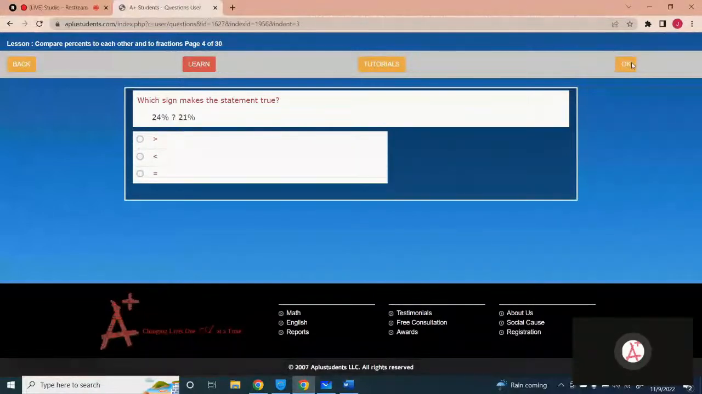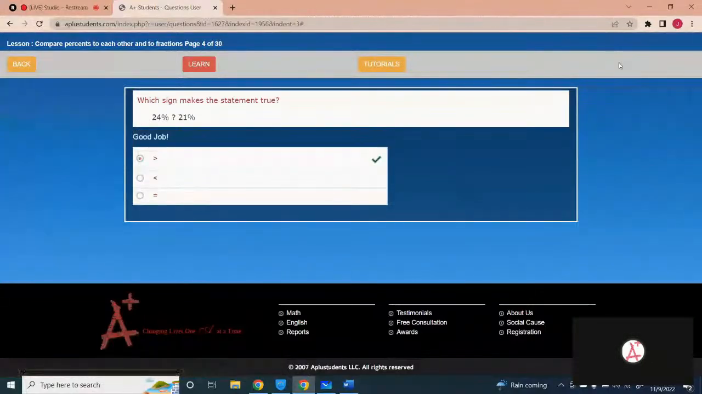Okay, which sign makes the statement true? You have to compare 24 and 21. So is 24% greater than 21% or less than 21%? 24 is greater than 21. Got it? So 24% is greater than 21%. So select the correct option and then click on the OK button.